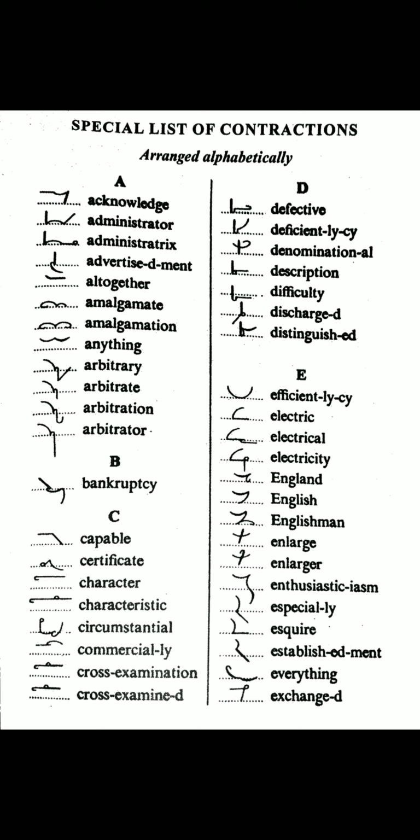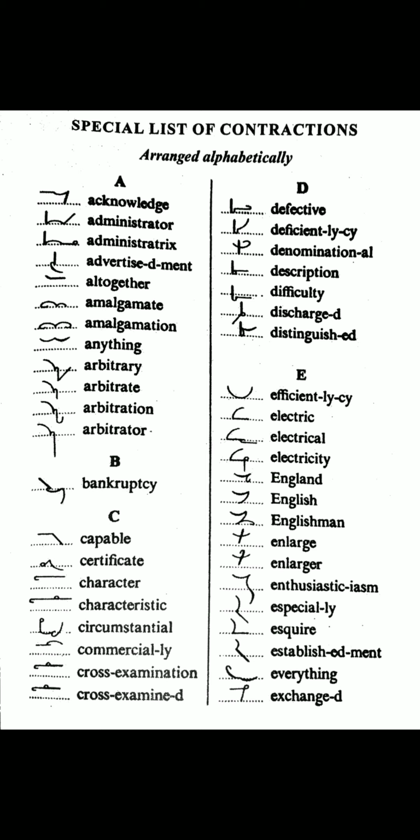D stroke with were on the line for advertised, advertisement. All tick with G stroke above the line for altogether. M with L hook, another M halved for amalgamate. M with L hook, another M with Chen hook on the line for amalgamation.